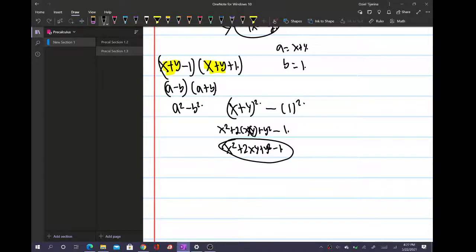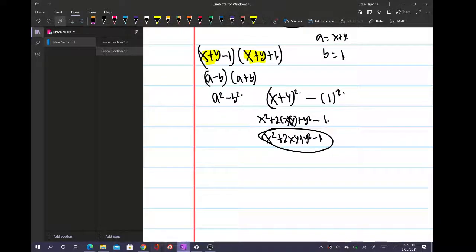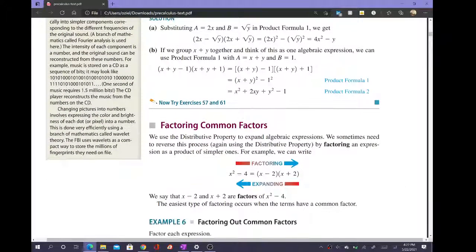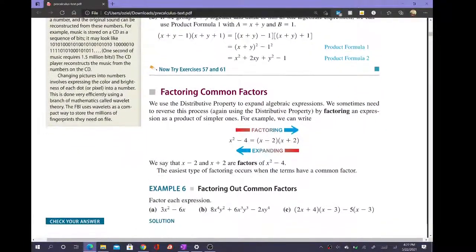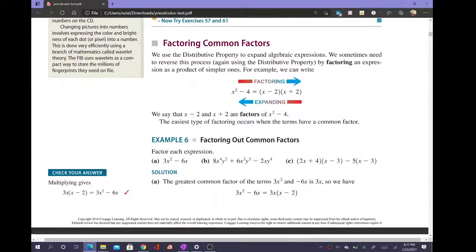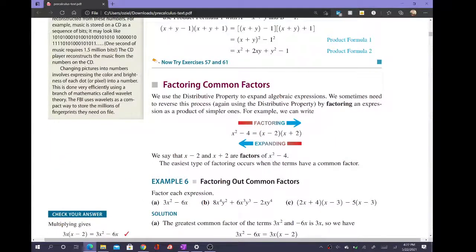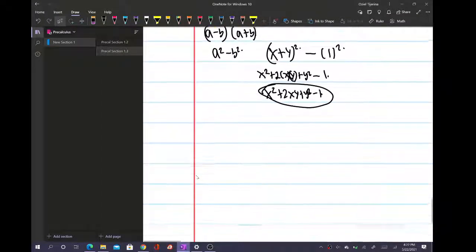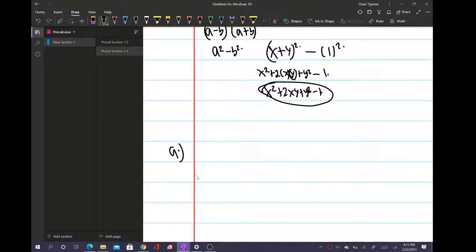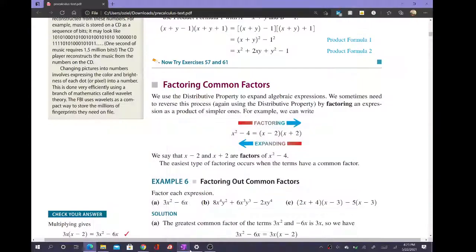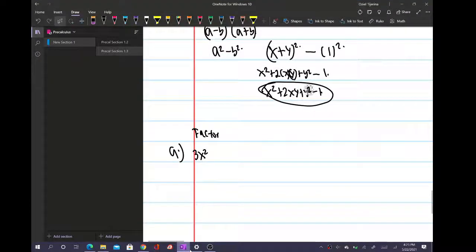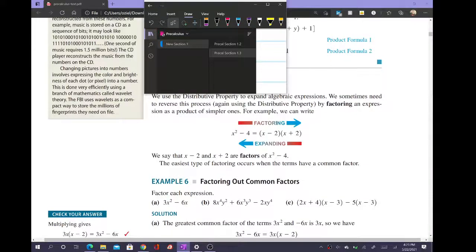So, let's see. And then they talk about factoring, right? Factoring common factors. So it says factor out each expression. So part A, this is example 6, right? Part A says to factor 3x squared minus 6x, right?